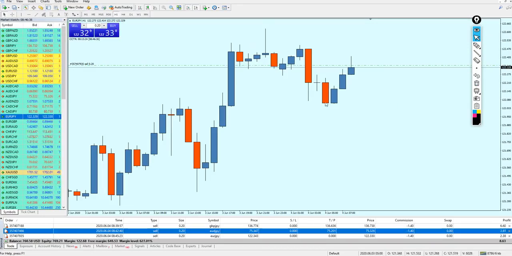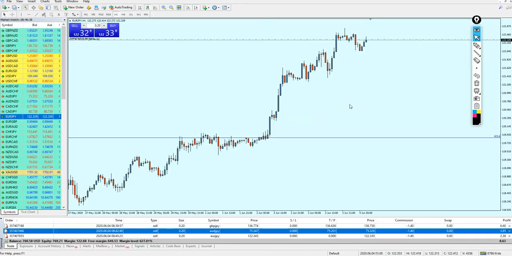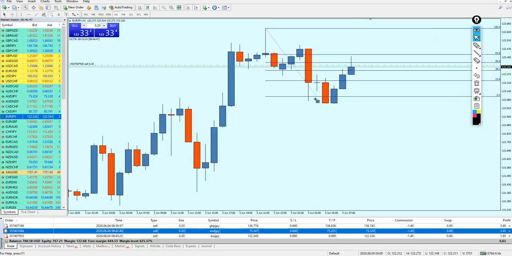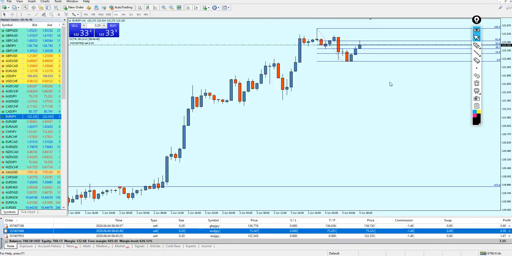Anyway, let me just show you the reason I opened the trade on the Euro JPY. If we draw a Fibonacci retracement right from that high here to that low like that, it's obvious that the current price is right now on 61.8, and the market has actually reversed from that level.